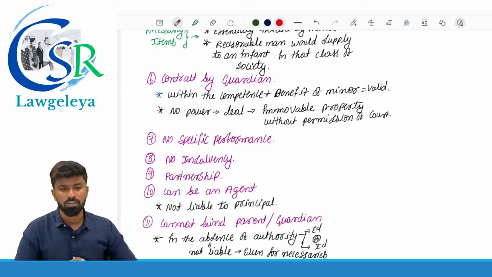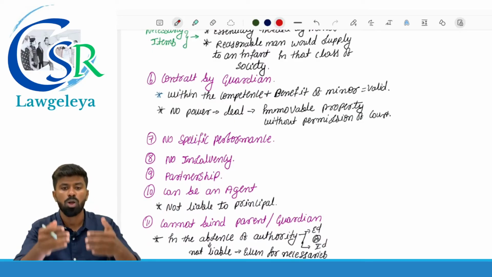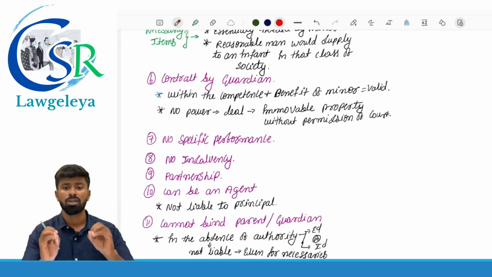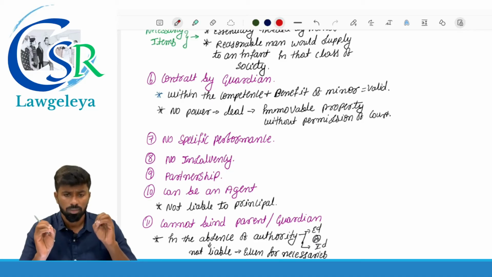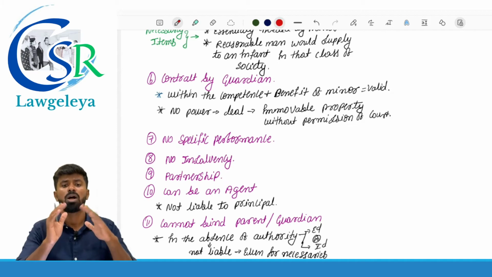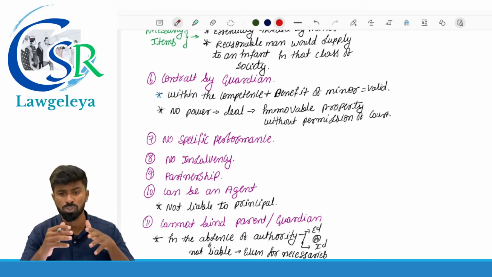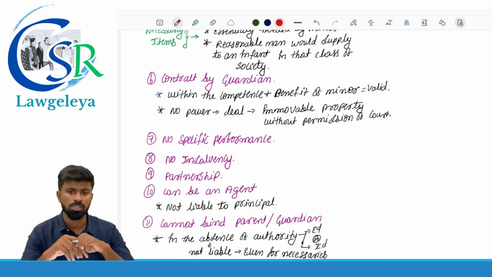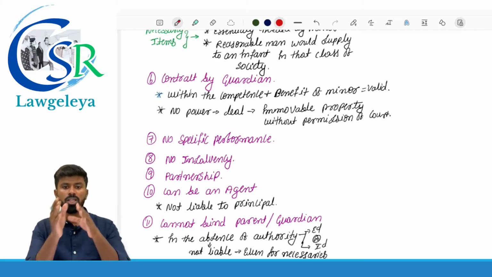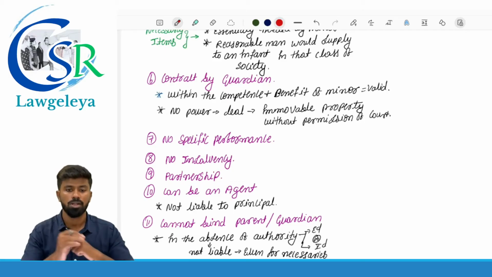Contract by the guardian. If a guardian makes a contract on behalf of the minor within his competence for the benefit of a minor, is it valid? Yes, it is valid. But however, a guardian cannot transact in immovable property on behalf of a minor without the approval of court. Means he cannot purchase, he cannot mortgage, he cannot dispose the assets of the minor without the consent of the court. Other than that, a guardian within his competence for the benefit of a minor, he can make a contract and the contract is valid.